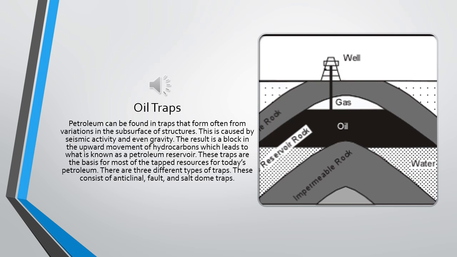Oil traps. Petroleum can be found in traps that form, often from variations in subsurface structures. This is caused by seismic activity and even gravity. The result is a block in the upward movement of the hydrocarbons, which leads to what is known as a petroleum reservoir. These traps are the basis for most of the trapped resources for today's petroleum. There are three different types of traps. These consist of anticlinal, fault, and salt dome traps.